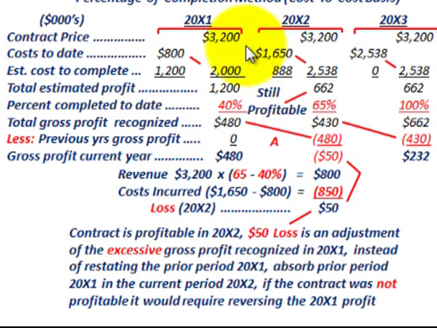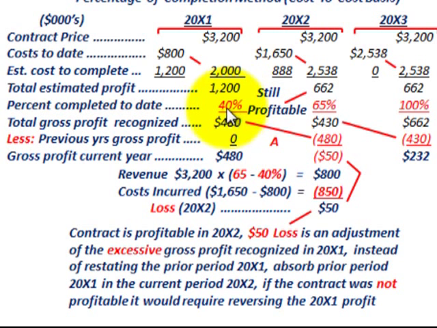So first, let's go through our numbers, and we'll start out with 20x1, where the contract price is $3,200,000. Everything is shown in thousands of dollars, but I'll just refer to it as $3,200. And then we have the cost to date of $800, estimated cost to complete of $1,200. So our total cost on the contract is $2,000. Compare that to the contract price, $3,200. So we have a total estimated profit of $1,200.